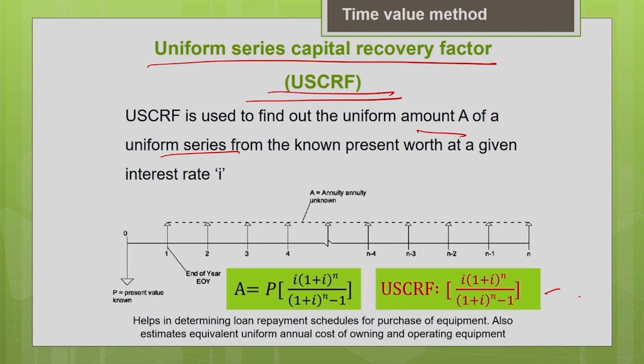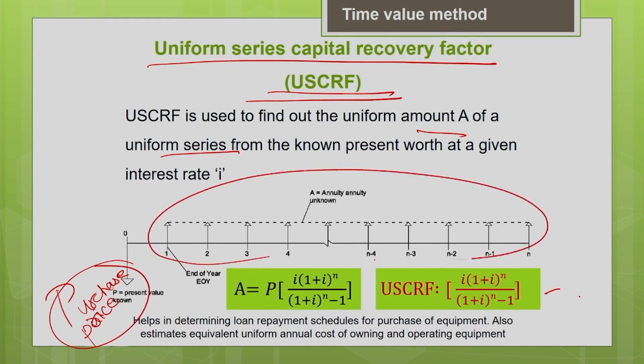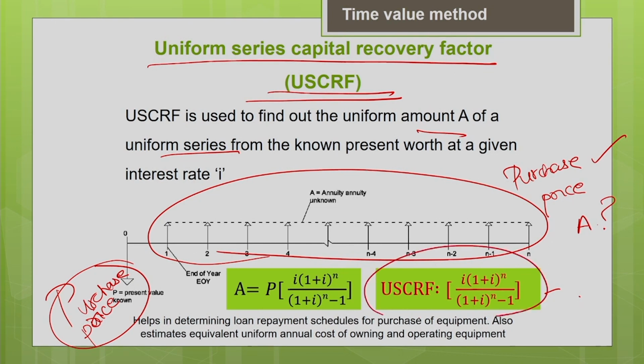Another important application in equipment economics: you know the purchase price of the machine at the beginning, that is the present value. How do you convert the purchase price into equivalent uniform cash flows, that is A, over the useful life of the machine? The purchase price is known to you, A is unknown, so we can calculate using this uniform series capital recovery factor.